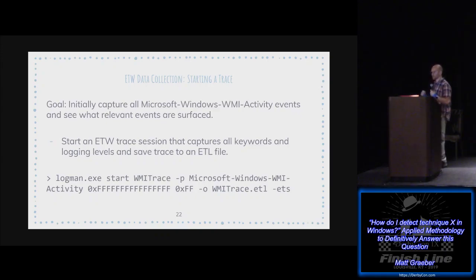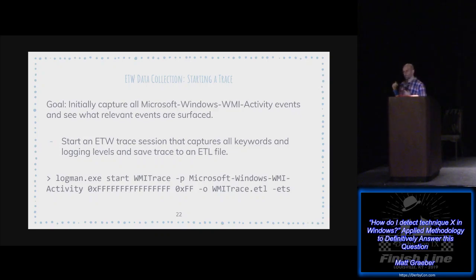So we're going to collect a WMI trace at this point, and I'm going to use logman.exe, which is a built-in utility. It's in System32. This is the main command line utility in Windows to control ETW trace sessions. So logman start. Okay, we want to start something. What do we want to start? We want to start a trace. We give it a name. So I just called it WMI trace.